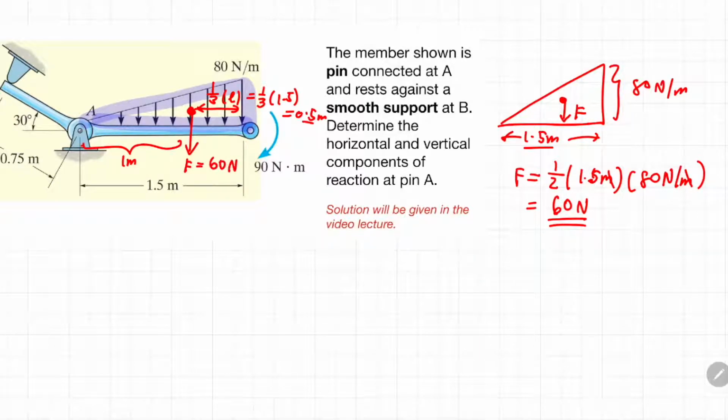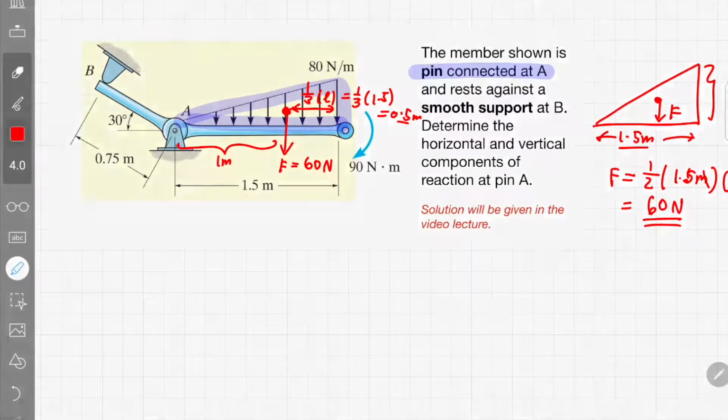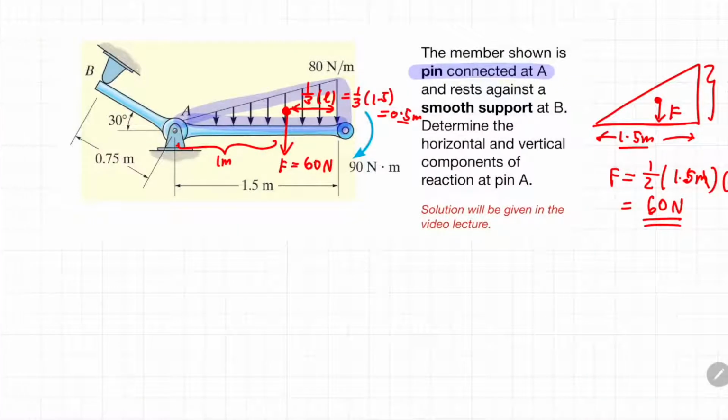Okay, now bila kita dah convert the distributed load into a single concentrated load, the next thing is to look for the reaction forces caused by the support joints. So if you look at the statement in the question, dia kata pin connected at A. So it means the joint A is actually a pin kind of joint. So if you refer to the table given to you in the lecture slide, kalau pin, dia ada dua reaction force. So let's just call this vertical force AY, and they also have a horizontal force like this, and let's just call this force AX.